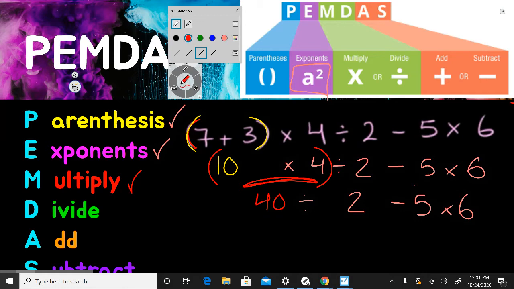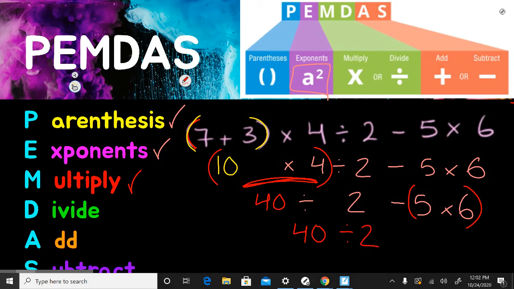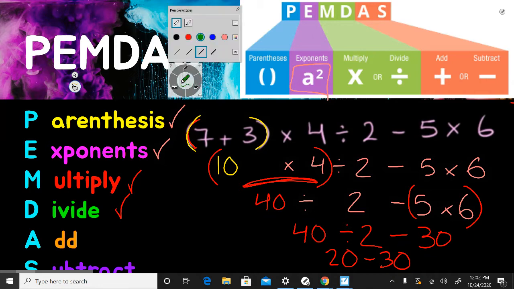So I'm going to do my 5 times 6. So now we're going to have 40 divided by 2 minus, and then whatever 5 times 6 will give us, 30. And so now we have to do the next step here of division. 40 divided by 2, that's going to give us 20. So we're left with 20 minus 30. So if we do 20 minus 30, that would bring us all the way back to negative 10.